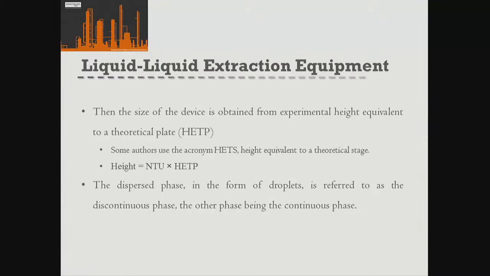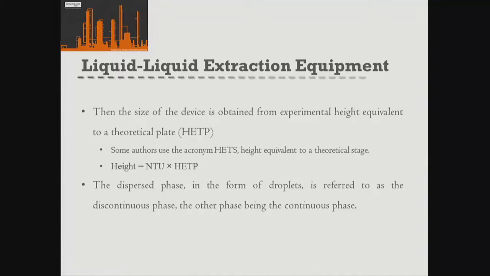And then to get the total height of the column, we essentially take our number of stages, our number of transfer units that we've calculated using the Hunter-Nash, and just multiply that by this height of a theoretical plate.